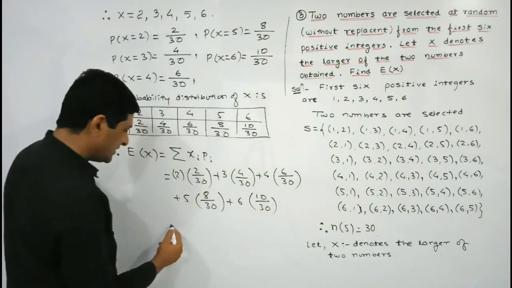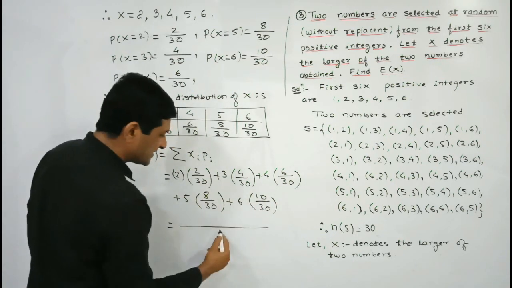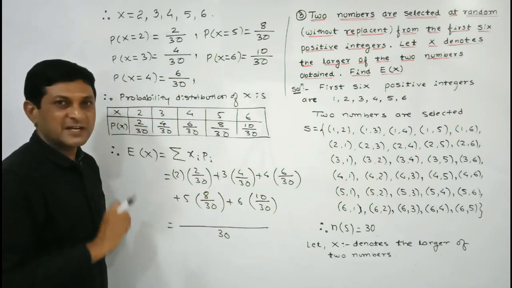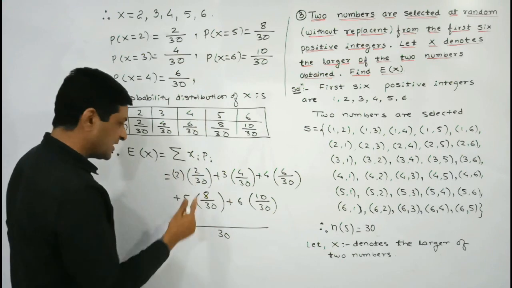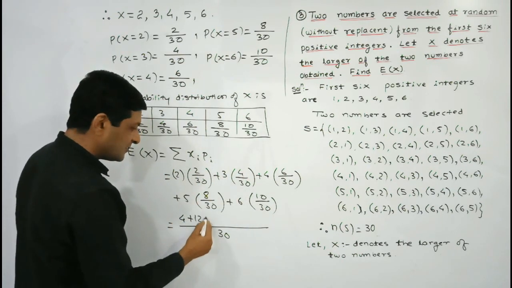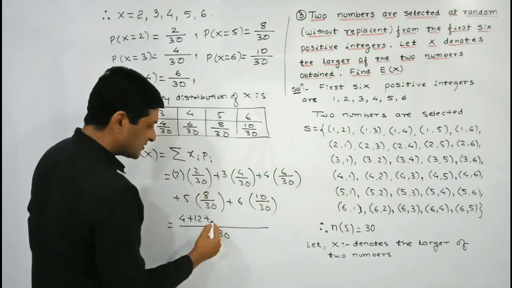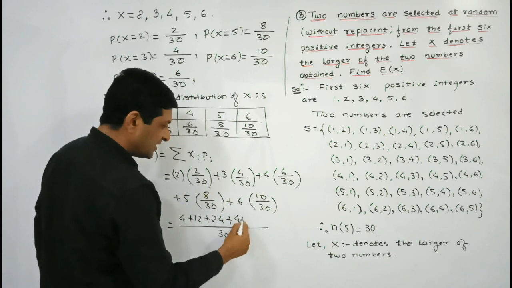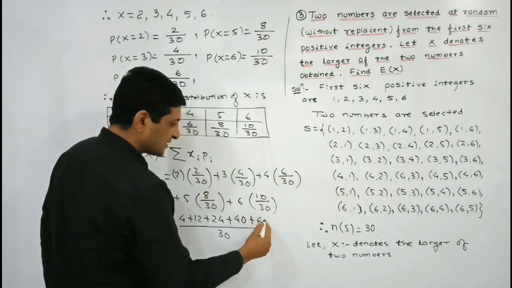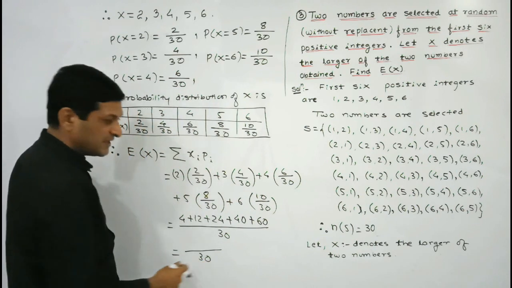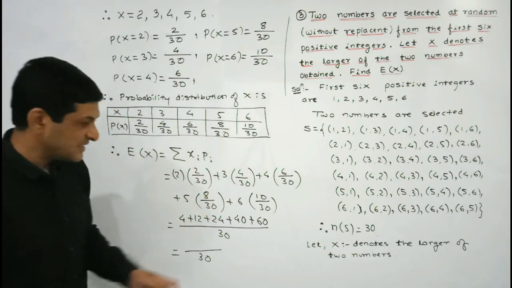Here we can observe that the denominator of all the terms is the same. What is the denominator? 30. Since denominators are the same, that's why we are taking the addition of numerators. 2 2s are 4 plus 3 4s are 12 plus 4 6s are 24 plus 5 8s are 40 plus 6 10s are 60. Again observe that the denominator is 30, so take the addition of numerators here.